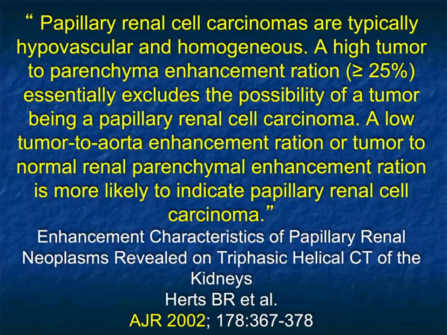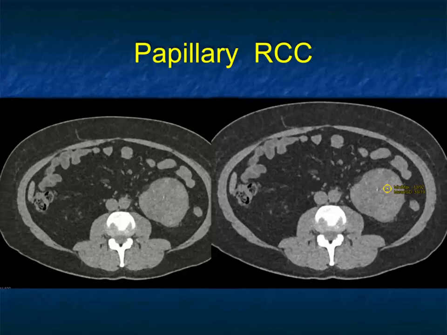These are often the lesions that are undercalled. Someone looks at a CT and says, oh, this must be a high-density renal cyst, or it's so smooth, and those are often the papillary renal cell carcinomas.